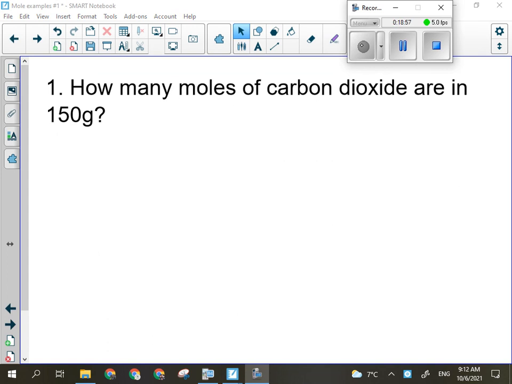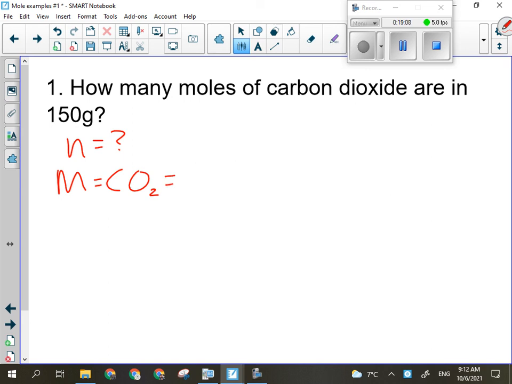All right, so looking at the first one here, we're looking for how many moles? So we're looking for N. They tell us it's carbon dioxide, so that's CO2, right? And that's going to be 12.01 plus 16 times 2, which is going to be 44.01 grams per mole for our molar mass.